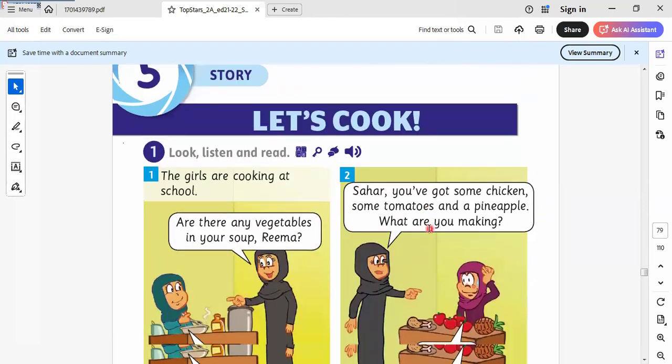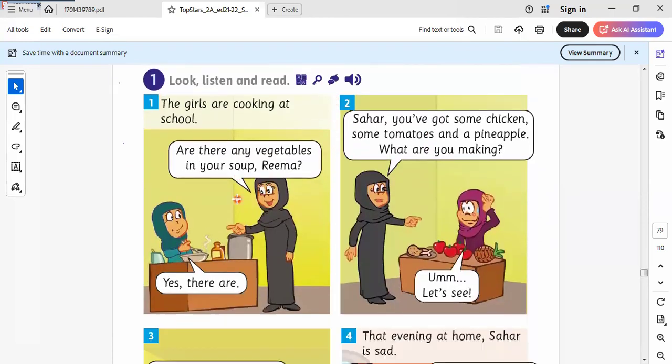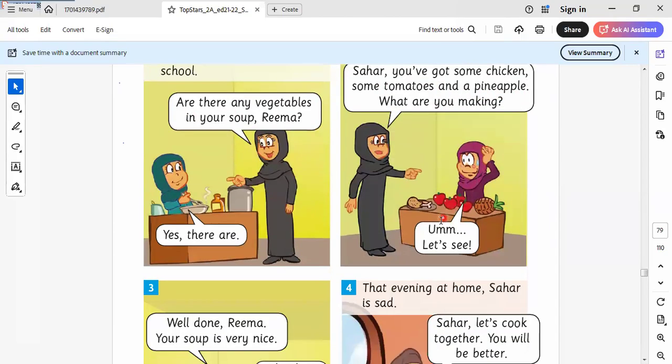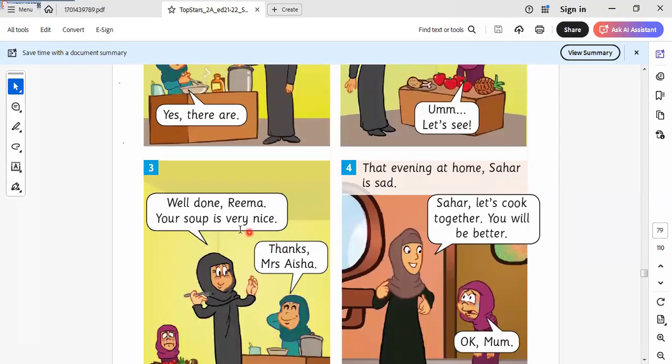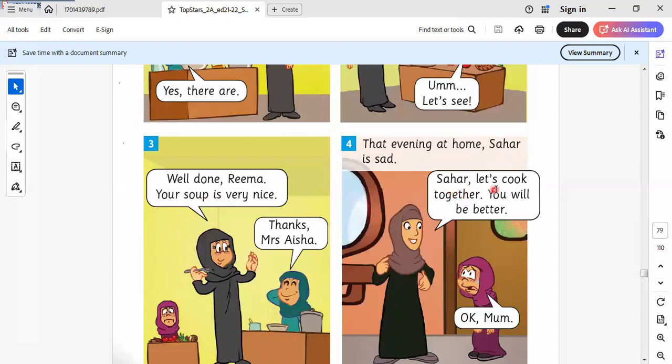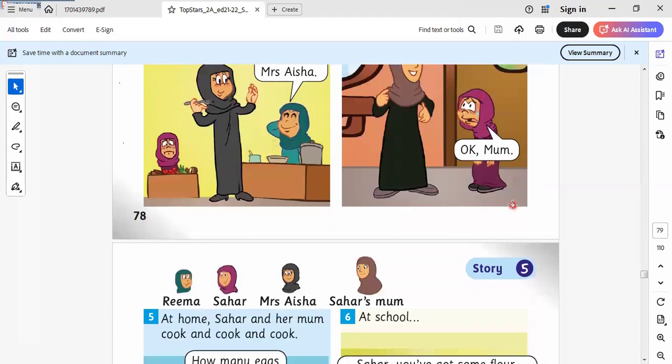Let's read this text together. Here is Let's Cook. Are there any vegetables in your soup? Rima, yes, there are. Sahar, you have got some chicken, some tomatoes, and a pineapple. What are you making? Yum. Let's see. Well done, Rima. Your soup is very nice. Thanks, Mrs. Aisha. Sahar, let's cook together. You will be better. Oh, okay, Mom.